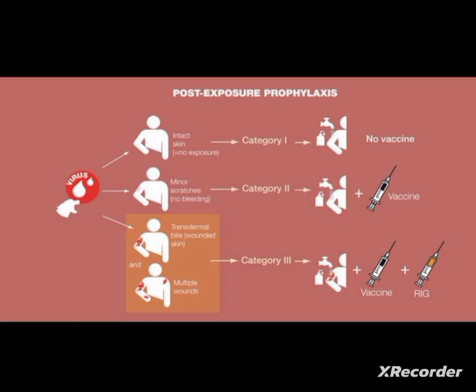Usually in category 1 there is no need of vaccination. For category 2, that is minor scratches with no bleeding, it needs intradermal rabies vaccine. Then in category 3 there will be a transdermal bite and there will be bleeding. So in category 3 we give intradermal rabies vaccine with the immunoglobulin.